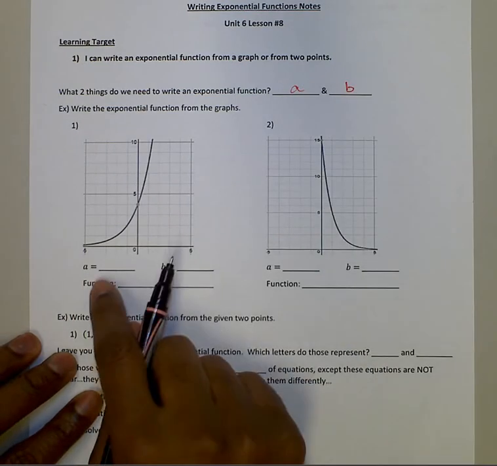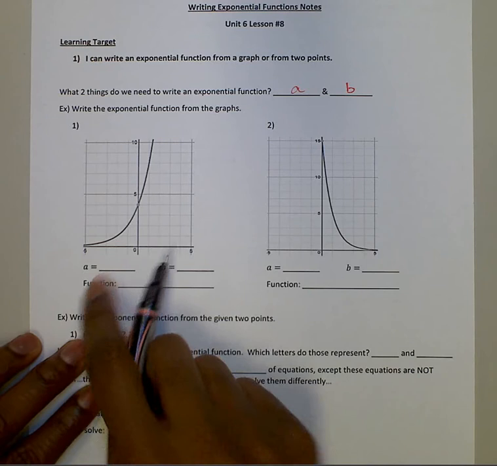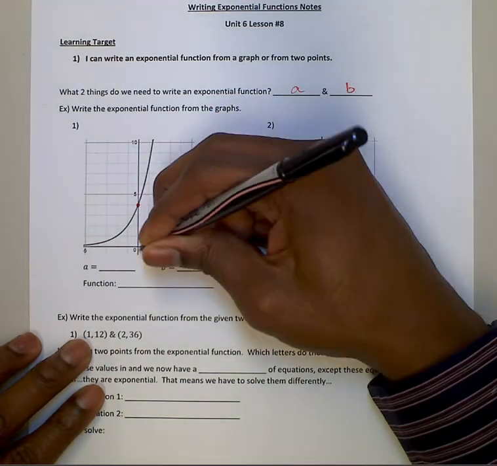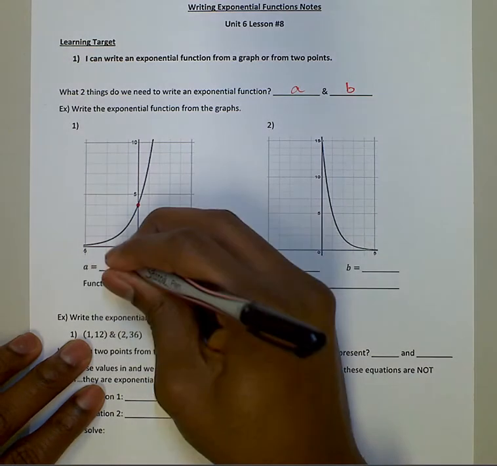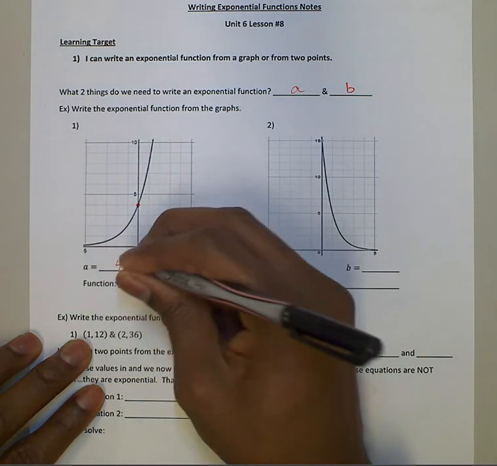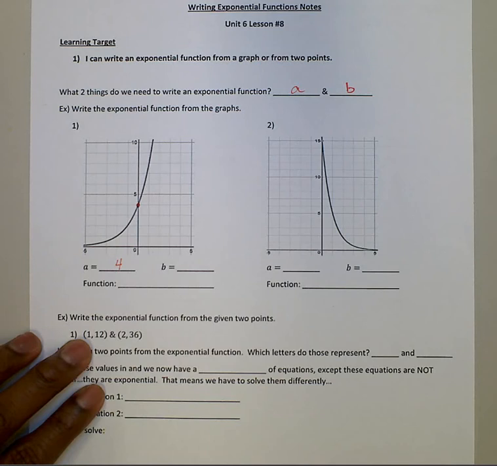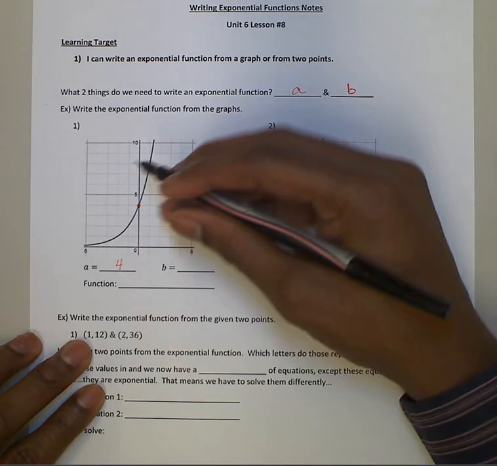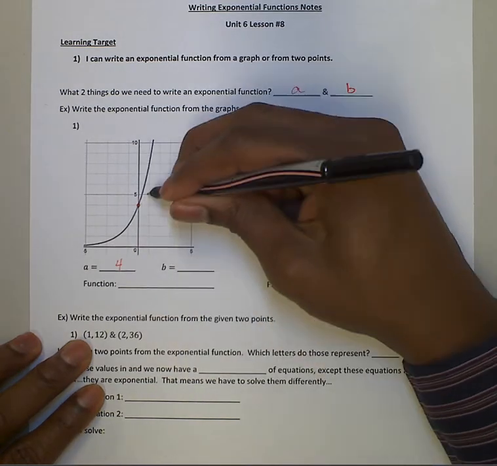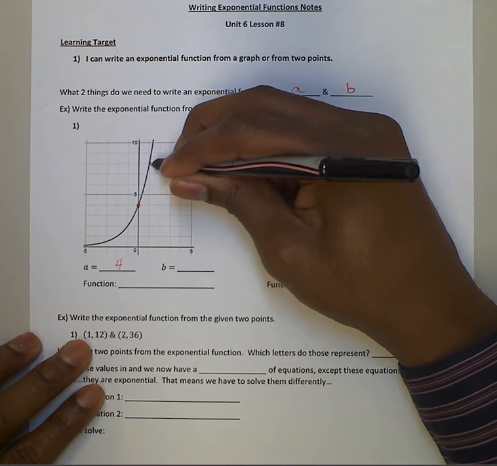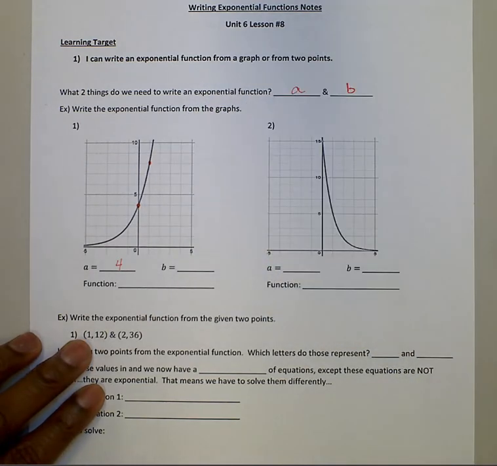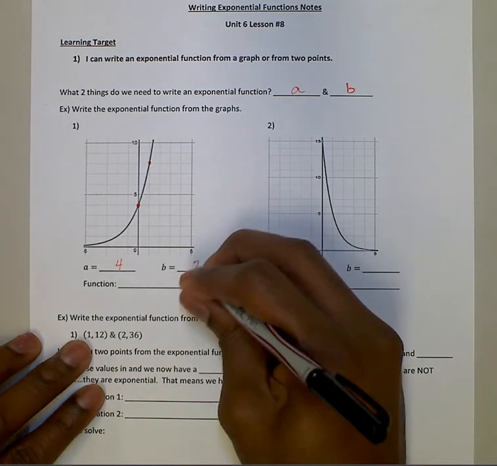Remember, a is the initial value. That means what's happening at time 0. When x is 0, our initial value is 4. B is our growth factor. Remember, that's what you multiply by to get to the next number. Our next number when x is 1 is 8. So to get from 4 to 8, what do we multiply by? We multiplied by 2. So 2 is our growth factor.